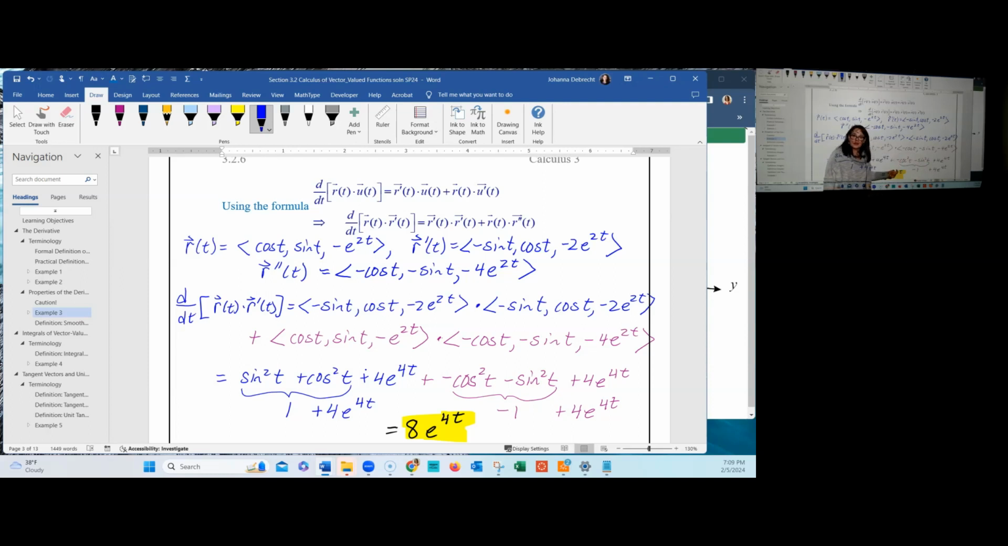If you factor out the negative 1, you get cosine squared plus sine squared, which is 1, times the negative 1 gives you a negative 1. And then the product of the third components gives you a positive 4e to the 4t. So you have a 1 and a negative 1, which cancel. And these are both like terms, both e to the 4t terms. And 4 plus 4 gives us 8, which does match what we found directly.